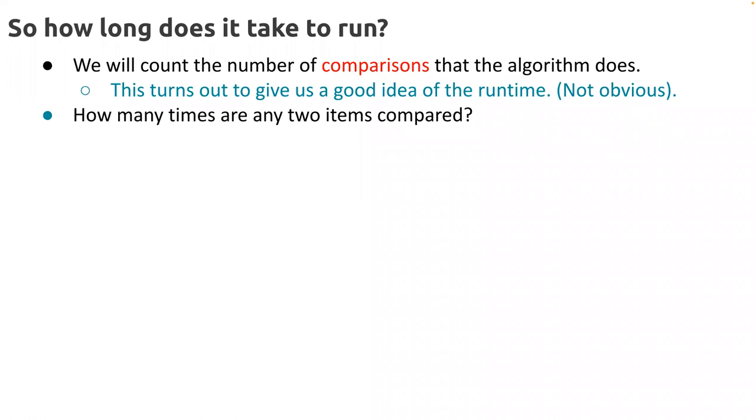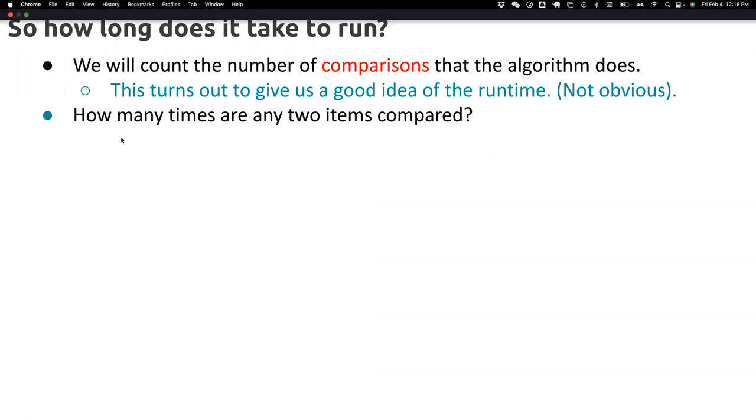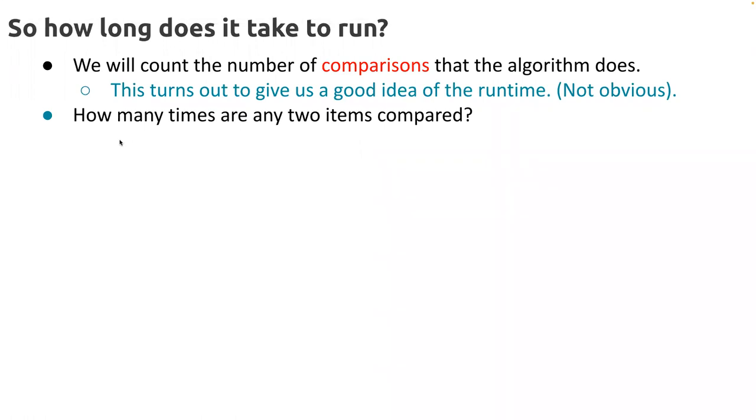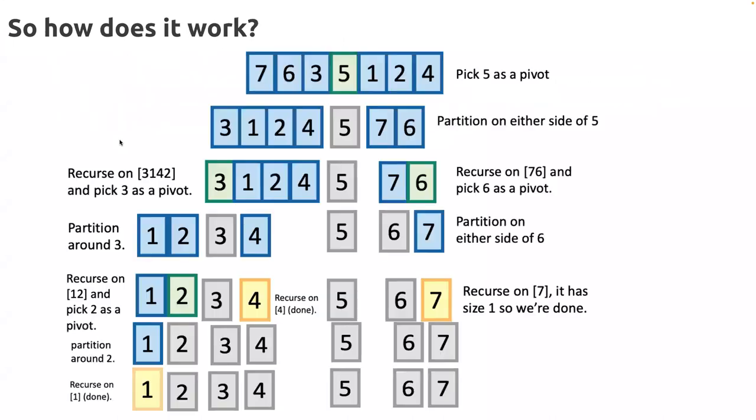Okay, somebody says one time. So the whole algorithm runs, and my array has a one and a five in it. I want to ask the question, how many times do I compare one and five? Let's say there are other elements in the array. These are just two random elements in the array. Somebody says, I really only ever compare to the pivot.